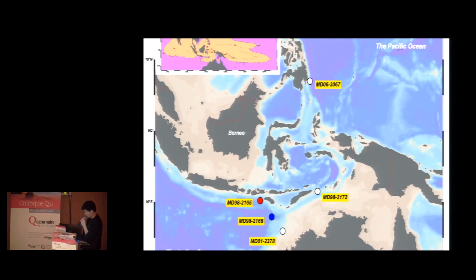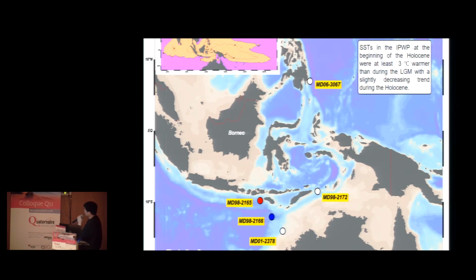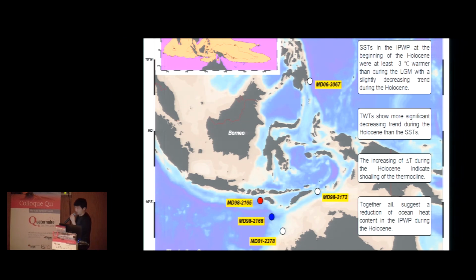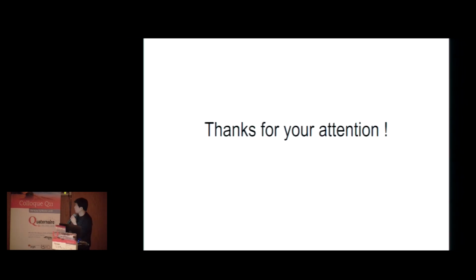At the last, to make a short summary, we found the SST in the Indo-Pacific warm pool at the beginning of the Holocene was at least 3 degrees warmer than during the LGM, with a slightly decreasing trend during the Holocene. Thermocline water temperature showed a more significant decreasing trend during the Holocene than the SST. The increase of delta T during the Holocene indicated the shoaling of the thermocline. So we found a reduction of ocean heat content in the IPWP during the Holocene. That's all.